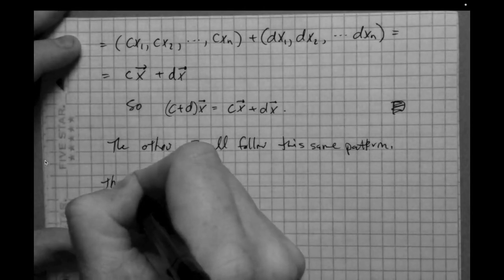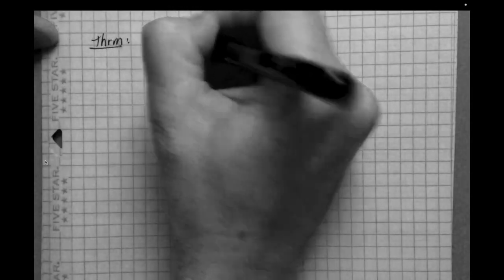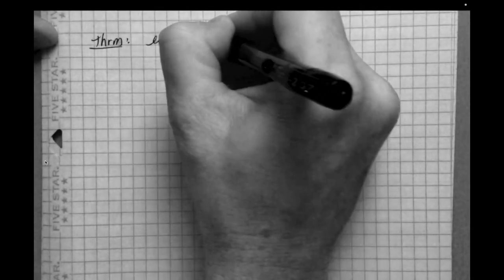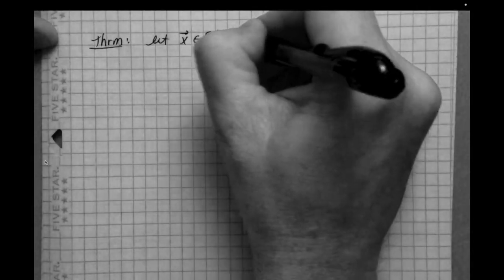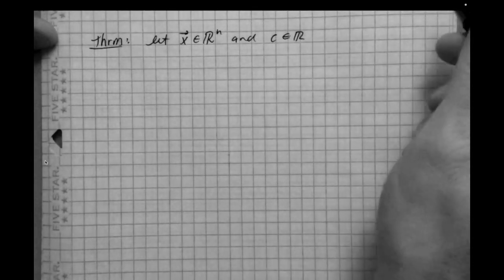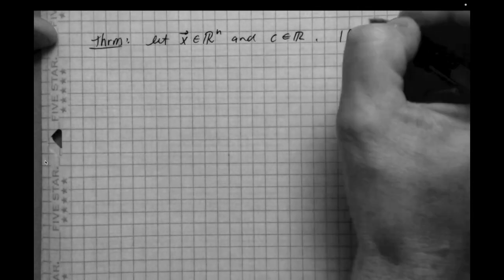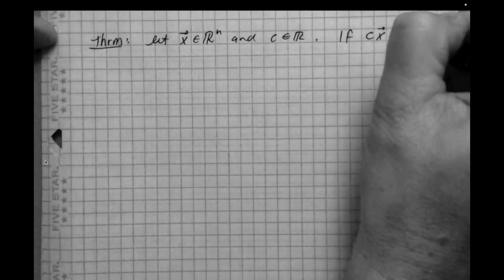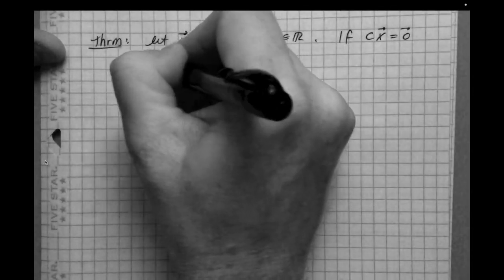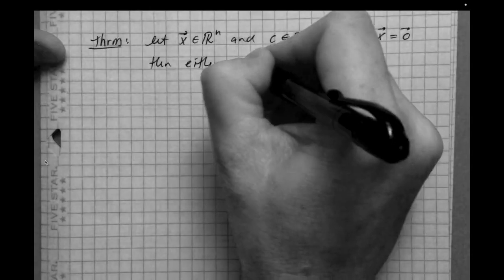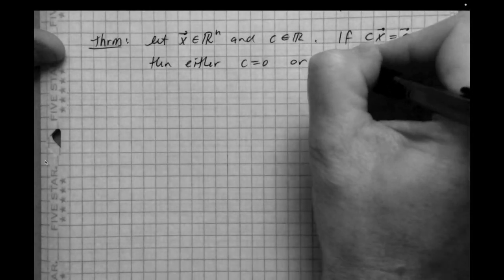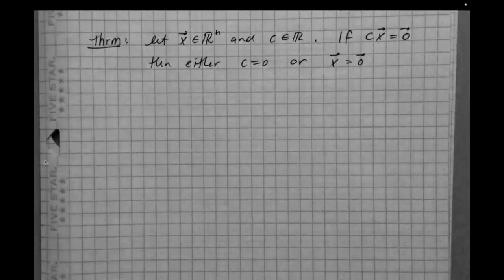Here's another theorem. So we've got some definitions, and we've got some things to talk about. So naturally, theorems will start to arise as we combine the things and flesh out their properties. So let x be a vector in Rn, and C a scalar, a real number. If C times X is equal to the 0 vector, then either C is equal to 0 or X is the 0 vector.